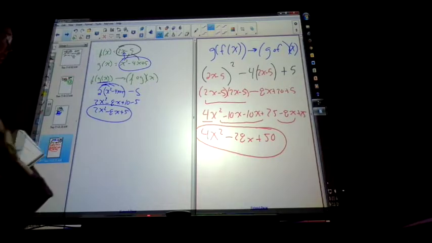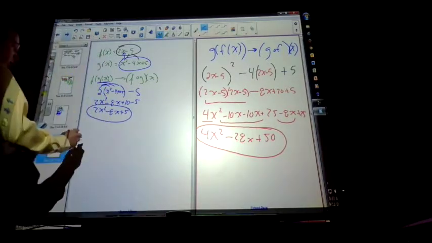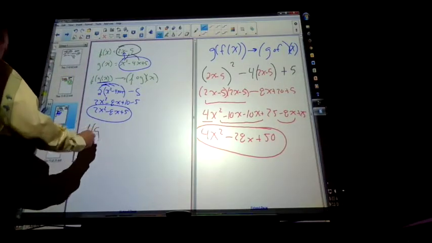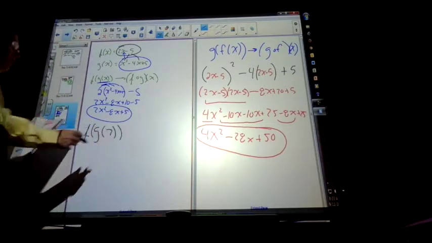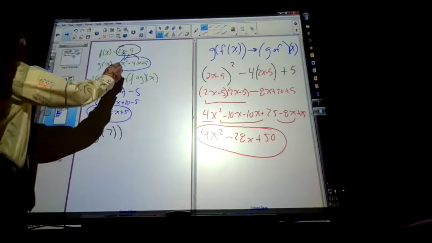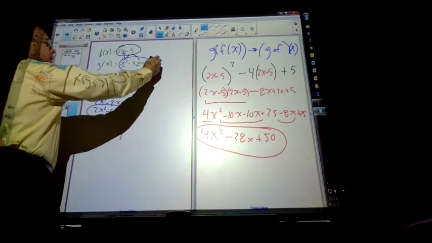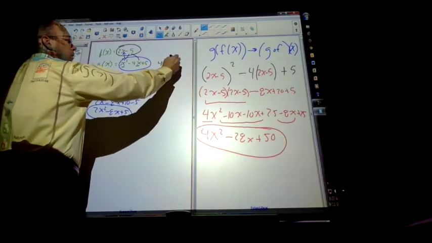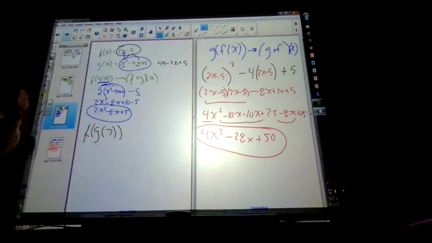And then there's a portion that says, hey, we would like to know what FG at 7 is equal to. Thoughts? Thoughts there? Yeah, absolutely. So I'm going to plug 7 in here and here, so that's going to give me 49 minus 28 plus 5. Did I do that right? 7 squared is 49. Negative 4 times 7 is negative 28 plus 5.